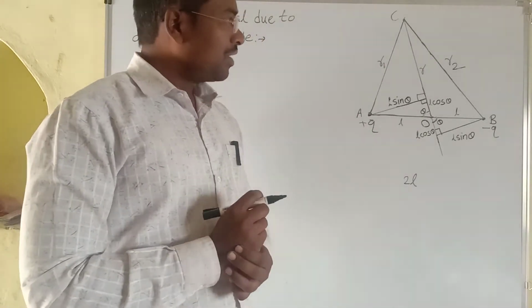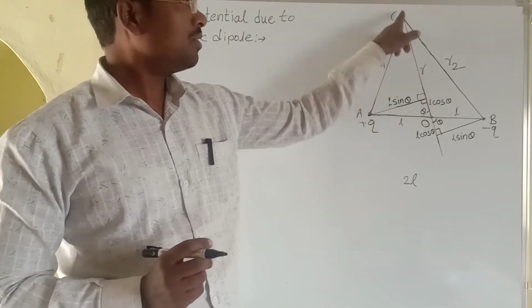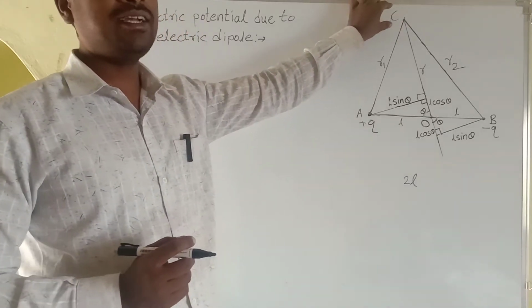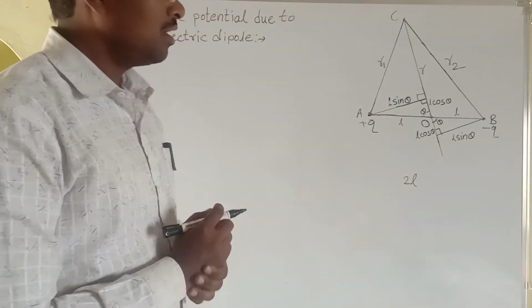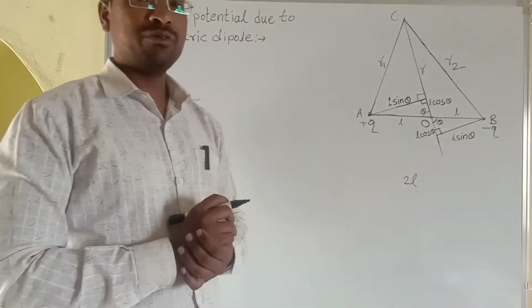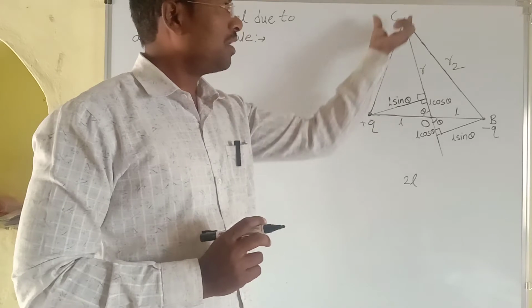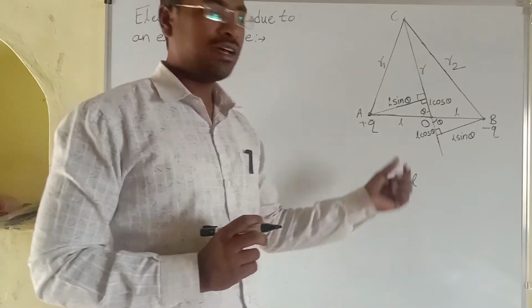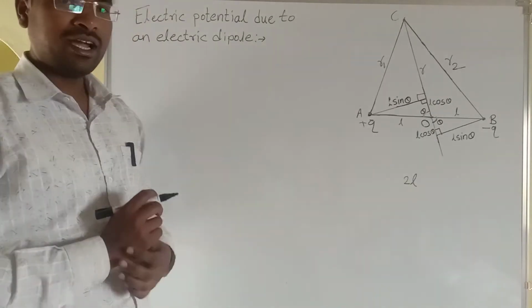Now consider a point C at a distance small r from the center of that dipole. We have to calculate the electric potential at point C due to this electric dipole. For that, consider these plus q and minus q charges as individual charges and calculate the potential at point C due to this plus q charge, and then calculate the electric potential due to the minus q charge at point C, and the sum of these two potentials gives us the total electric potential at point C.